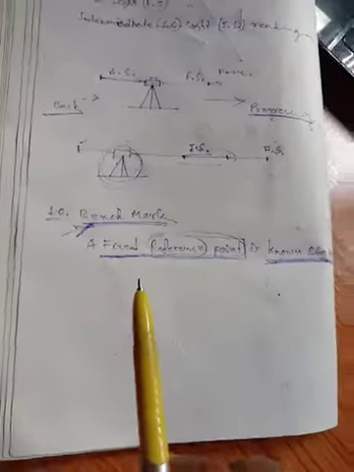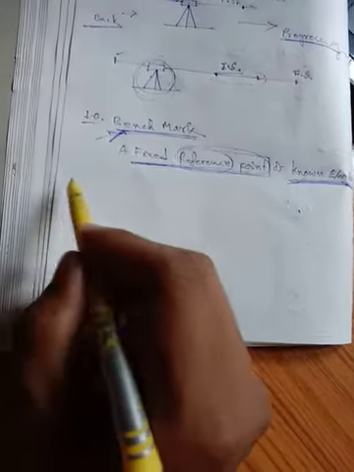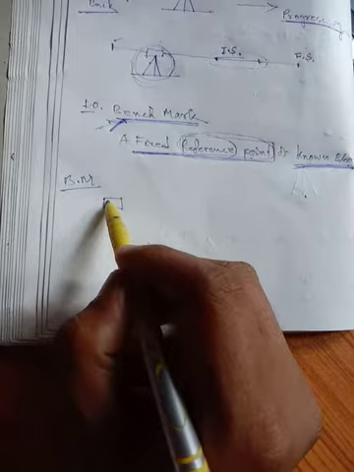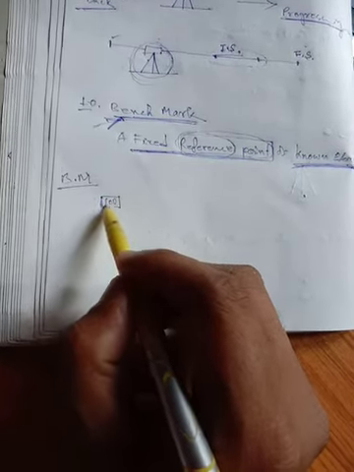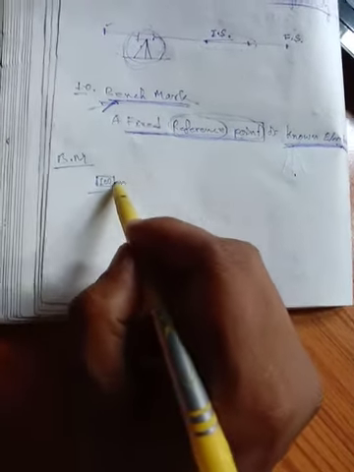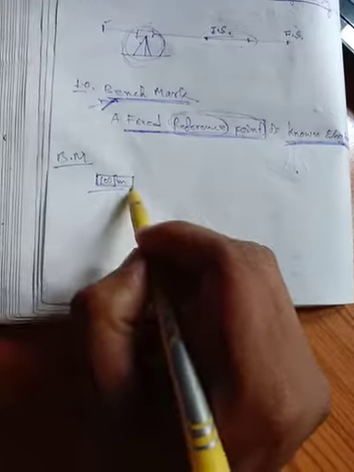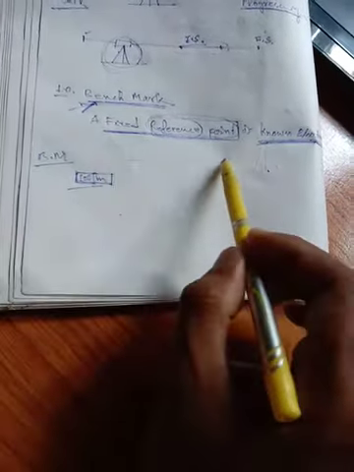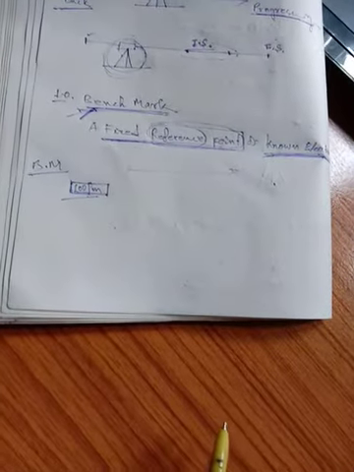That means at the starting of any leveling work you must have a benchmark, BM. That means a fixed point whose elevation must be known. Suppose 100 meters is its elevation. It will be a benchmark for your leveling work.